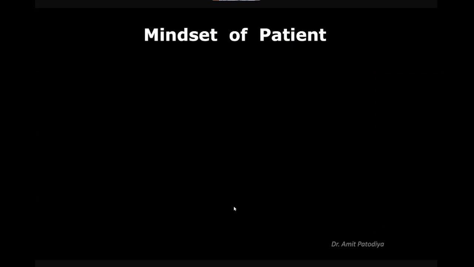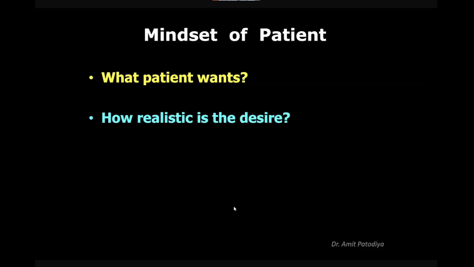But what we forget is the mindset of the patient. What exactly does my patient want? Do they want veneers? Do they want a crown? They don't want anything, or they want everything? That we have to understand. A patient may say, I want the smile of Aishwarya Rai or Prabhas or any celebrity. But we have to understand, is it really possible? Just to get that set of teeth as that celebrity, but not having the same facial structure, how realistic can the desire be?